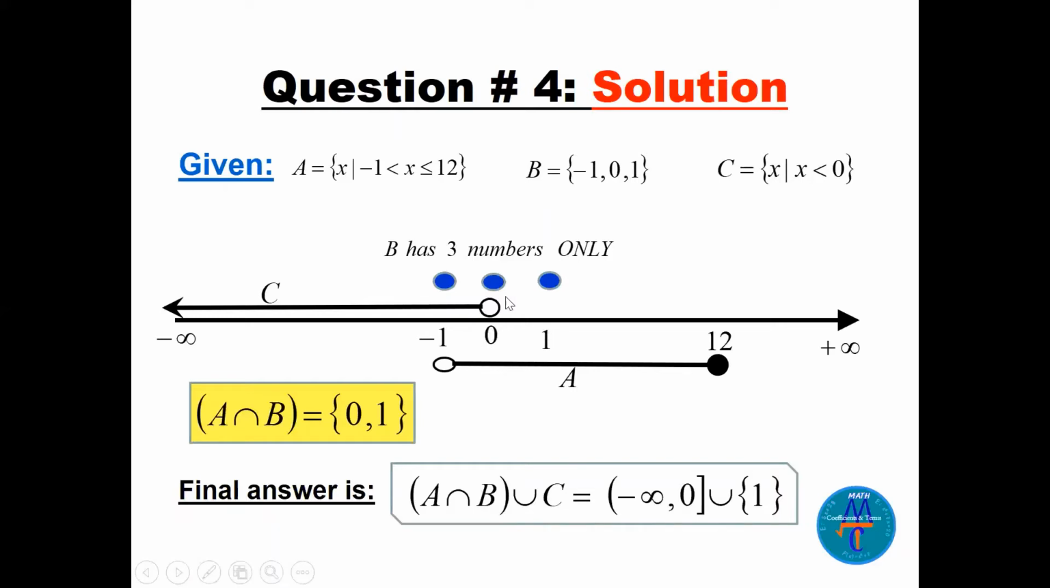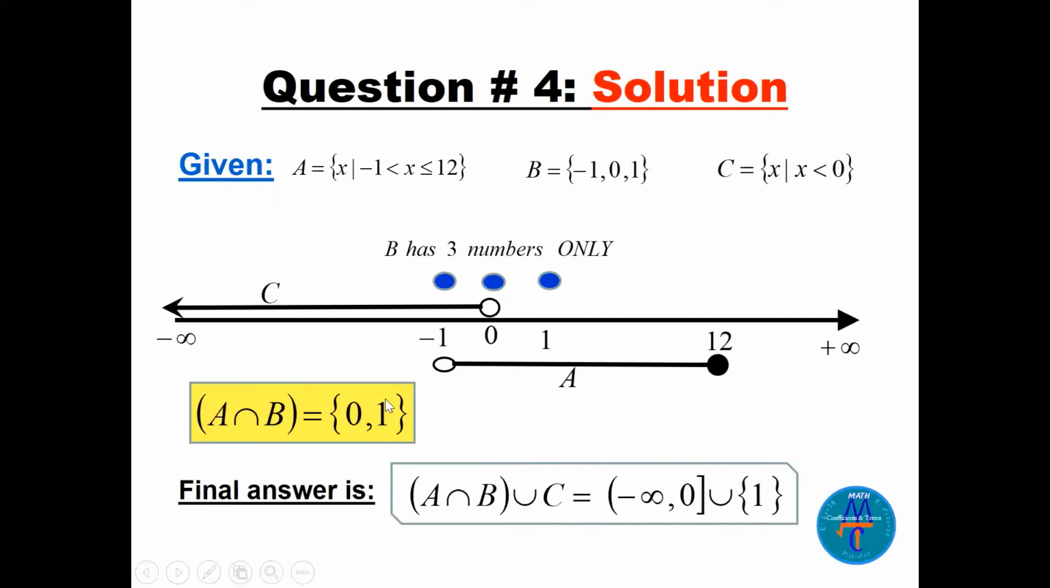C is less than 0. So we go from -infinity until 0, open. That's C. Now what do we need? A intersection B. That's A, that's B. What is the intersection between A and B? 0 is there. See, 0 is in B, 0 is also in A, 1 also. So 0 and 1 is A intersection B. So this is A, this is B.